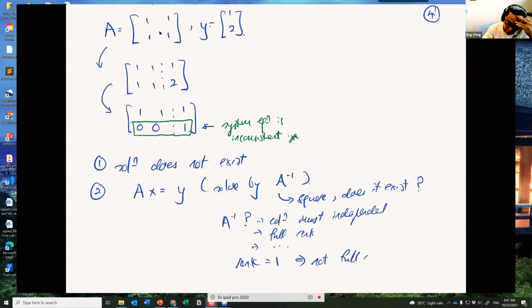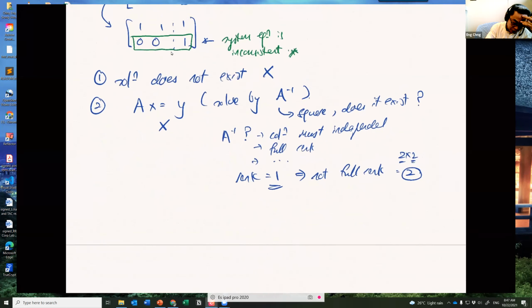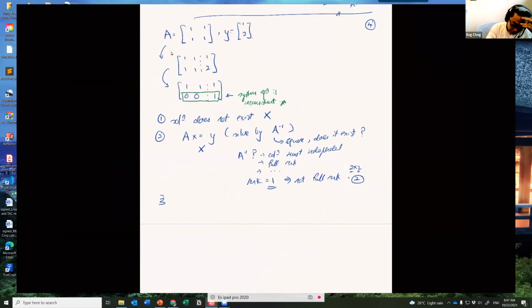What does full rank require? Because this is a 2 by 2 matrix, I need the full rank to be 2. But because it is only rank 1 and this is not the maximum of 2, therefore it is not invertible. All right, so we cannot also solve for this. So the solution does not exist. So of course, then we're left with our third thing, solve by the least squares.